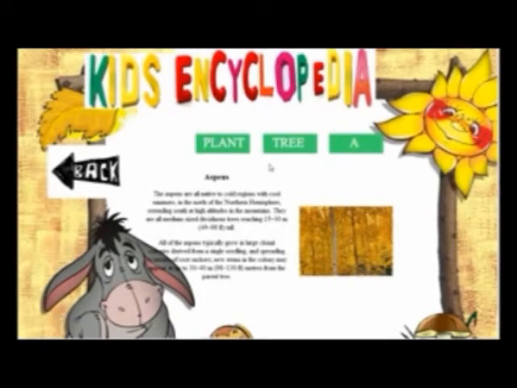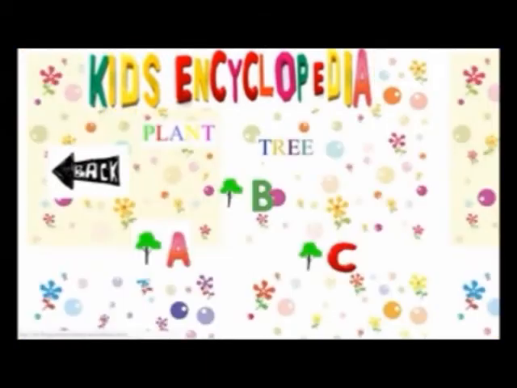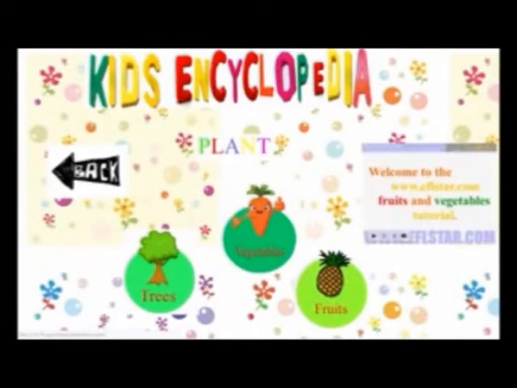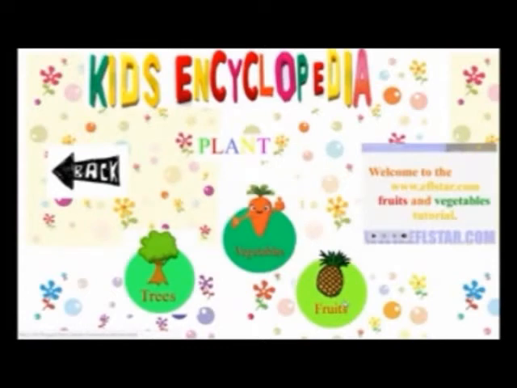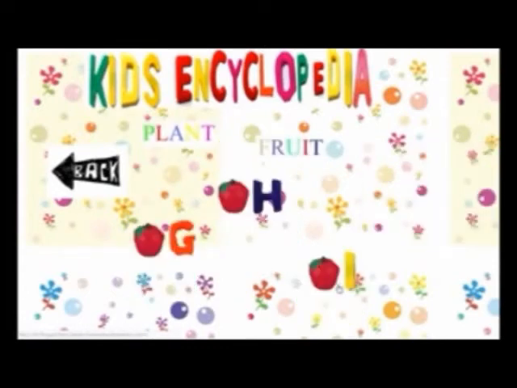This part shows where the user is now. The user is now in plant, tree, and A alphabet. When the user clicks on the back button, the previous interface will show. It is the same for vegetable and fruits. Vegetable has D, E, F alphabet, and fruits has G, H, I alphabet.